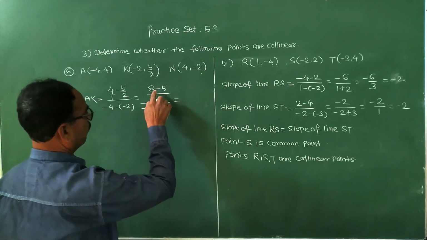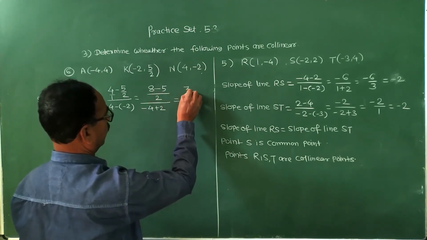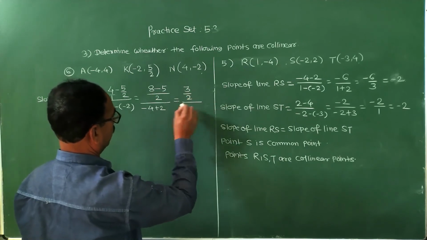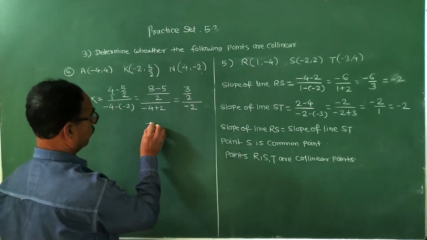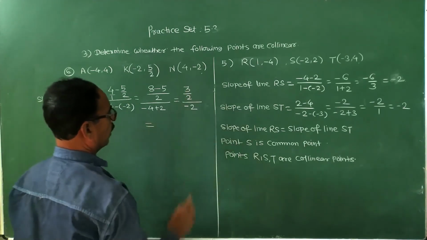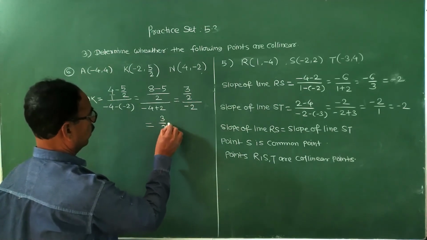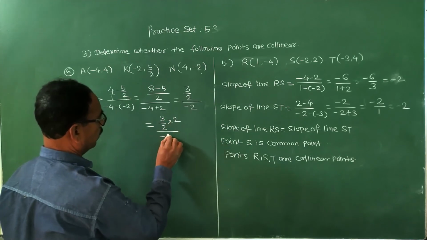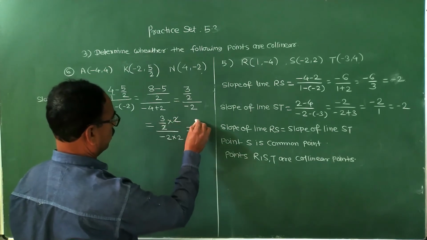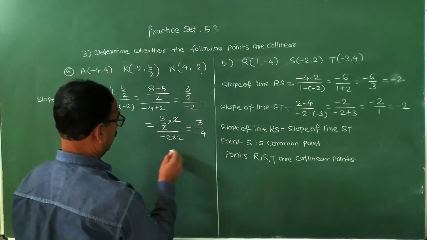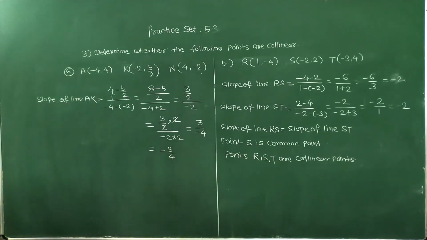So this will be 8 minus 5, which will be equal to 3 upon 2 upon minus 4 plus 2 is minus 2. Now to cancel this 2, multiply numerator and denominator by 2. So this will be equal to 3 by 2 into 2 upon minus 2 into 2. So this 2 gets cancelled and we get 3 upon minus 4, that is minus 3 by 4. Slope of line AK is minus 3 by 4.